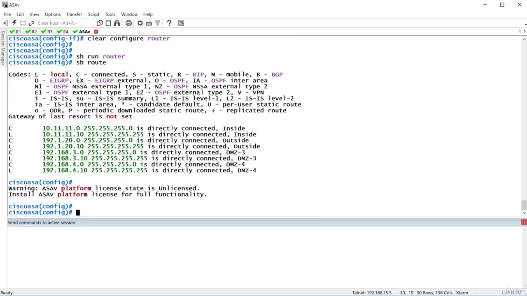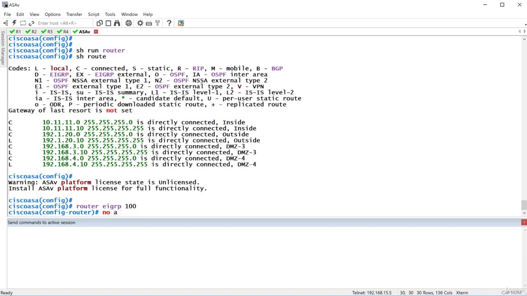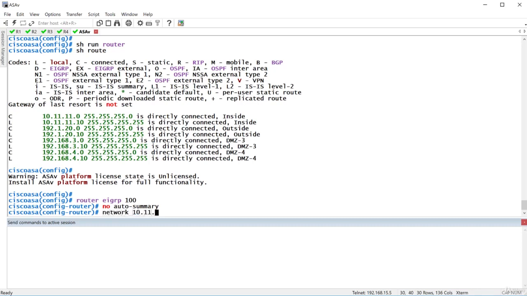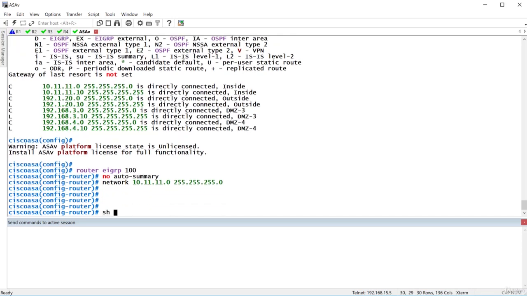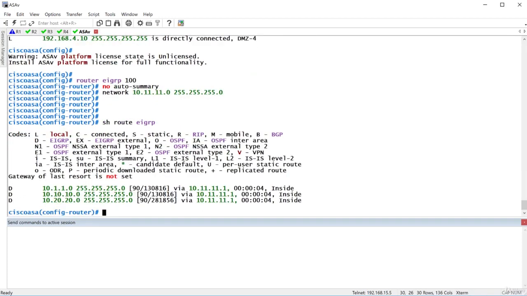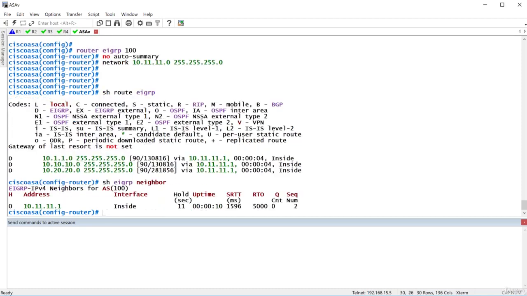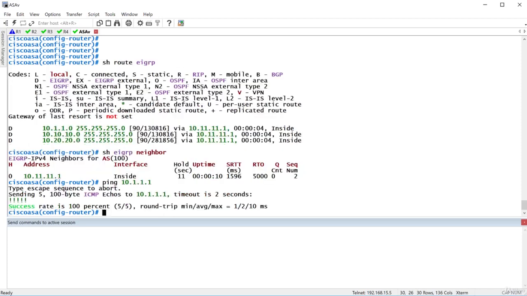On the ASA firewall, I'll do router EIGRP 100, no auto-summary, network 10.11.11.0. Over here, my mask is the normal mask. And as soon as I do that, I should have EIGRP up and running. If I do show route EIGRP, those are my 3 routes. Show EIGRP neighbor, 10.11.11.1 is my neighbor. So I'm running EIGRP with router 1 now. I can ping this guy.